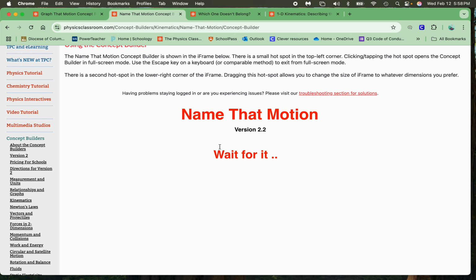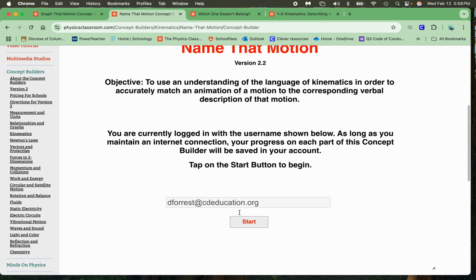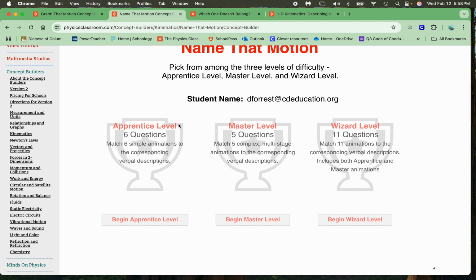Just like the last one, for this one, make sure you're logged in. I'm going to ask you to do the apprentice level and the master level. You do not need to do the wizard level because it's basically a repeat of the first 2 levels. So I'll do a sample one here.